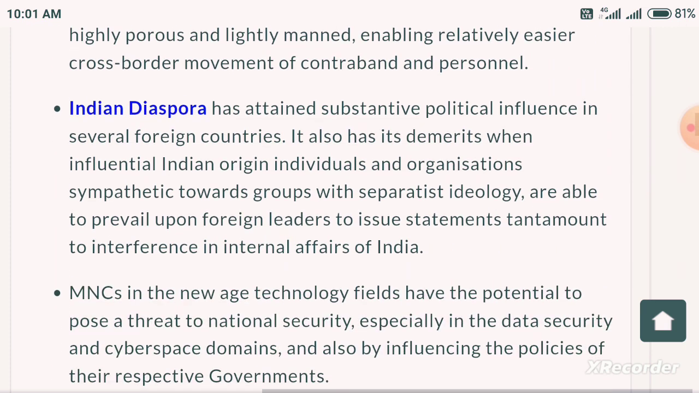Indian diaspora has attained substantive political influence in several foreign countries. It also has a demerit when influential Indian-origin individuals and organizations sympathetic towards groups with separatist ideology are able to prevail upon foreign leaders to issue statements tantamount to interference in the internal affairs of India.